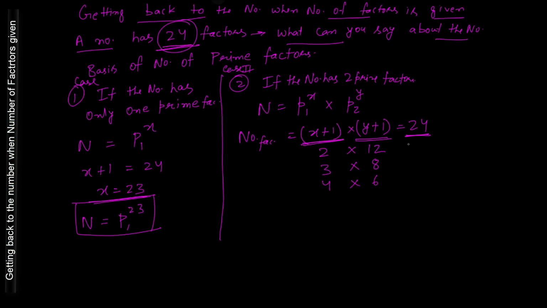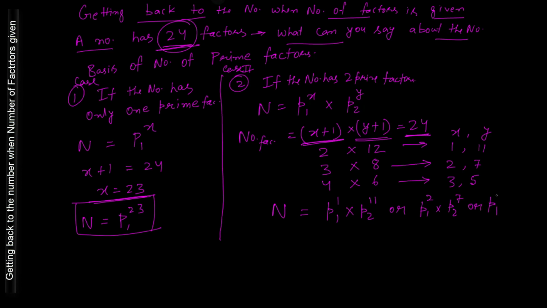And in each case, do you realize what the values of x and y will be? For 2 and 12, x will be 1, y will be 11. For 3 and 8, x will be 2, y will be 7. For 4 and 6, x will be 3, y will be 5. So the possible situations for the original number n will be P1 to the power 1 into P2 to the power 11, or P1 to the power 2 into P2 to the power 7, or P1 to the power 3 into P2 to the power 5. This is what you have to understand, right?